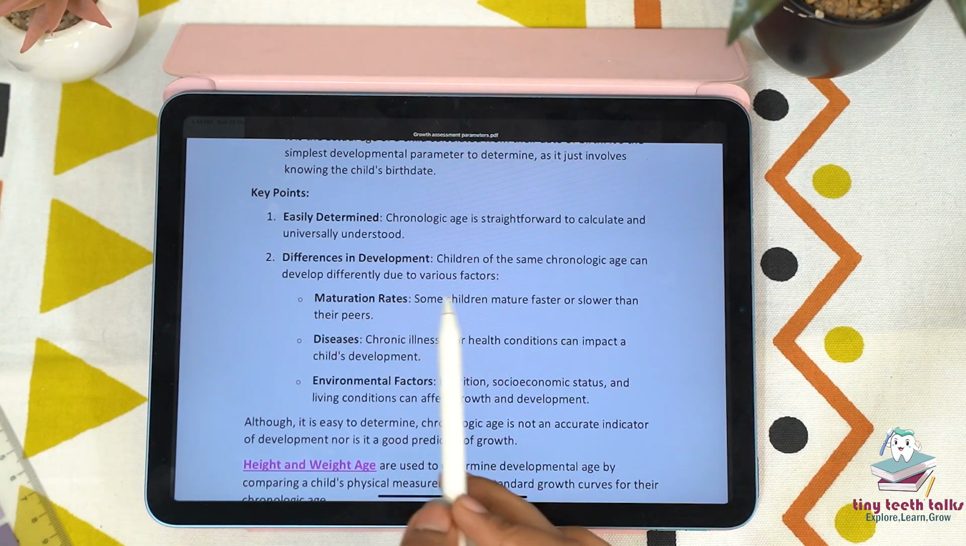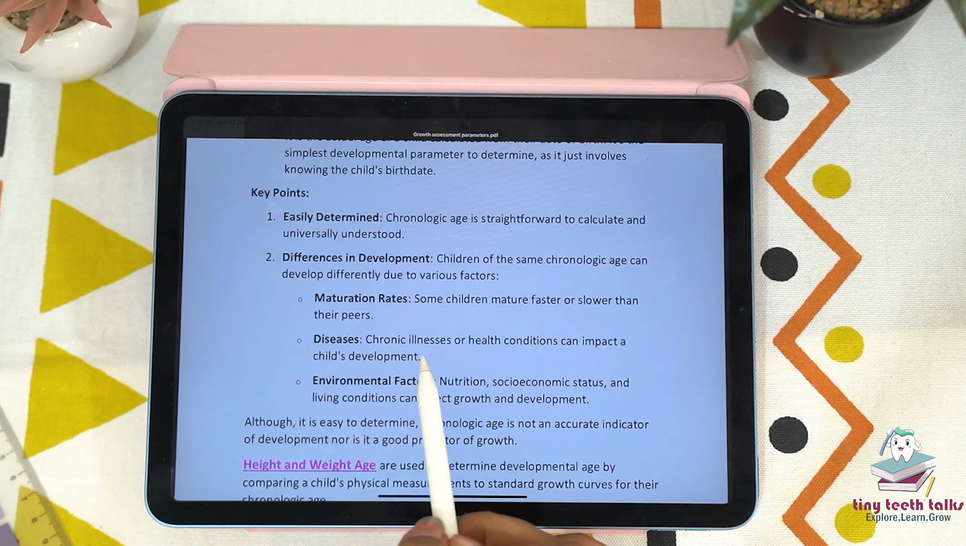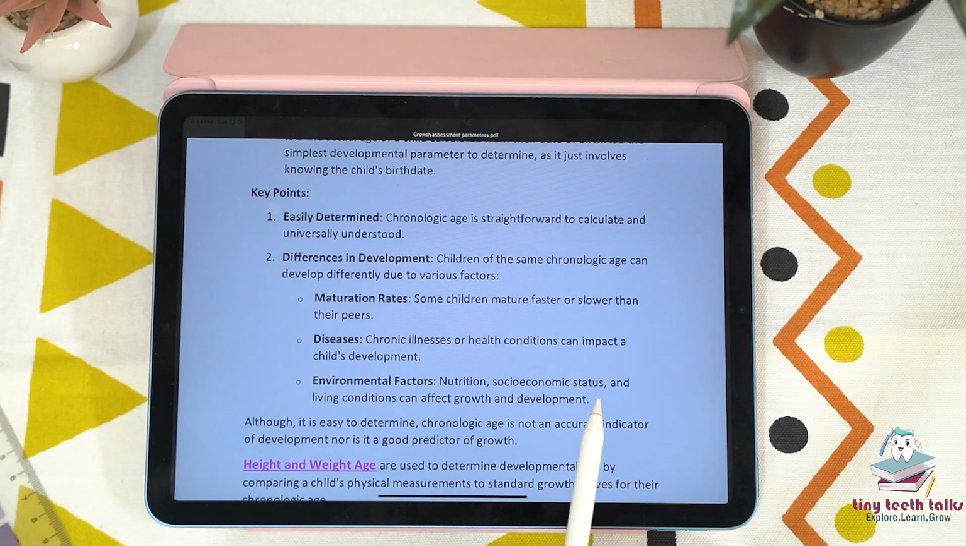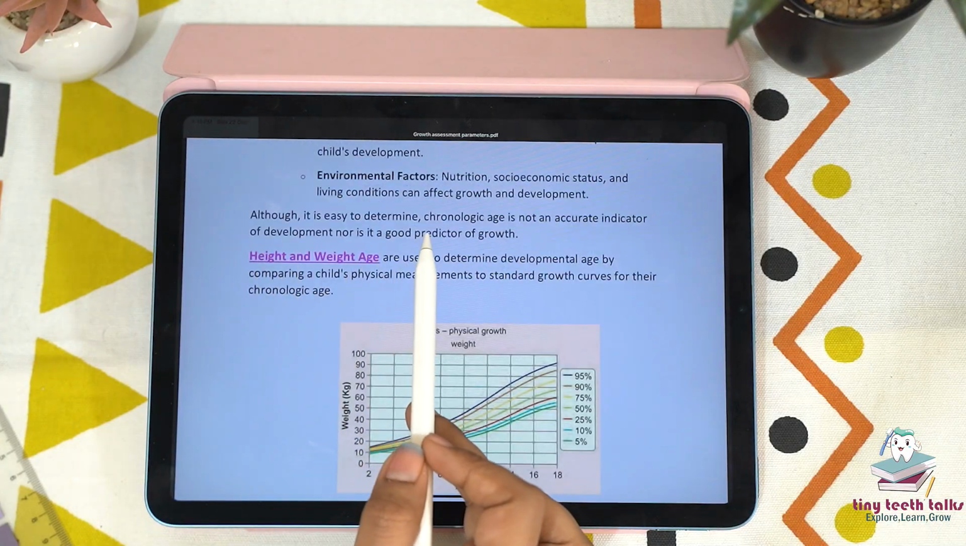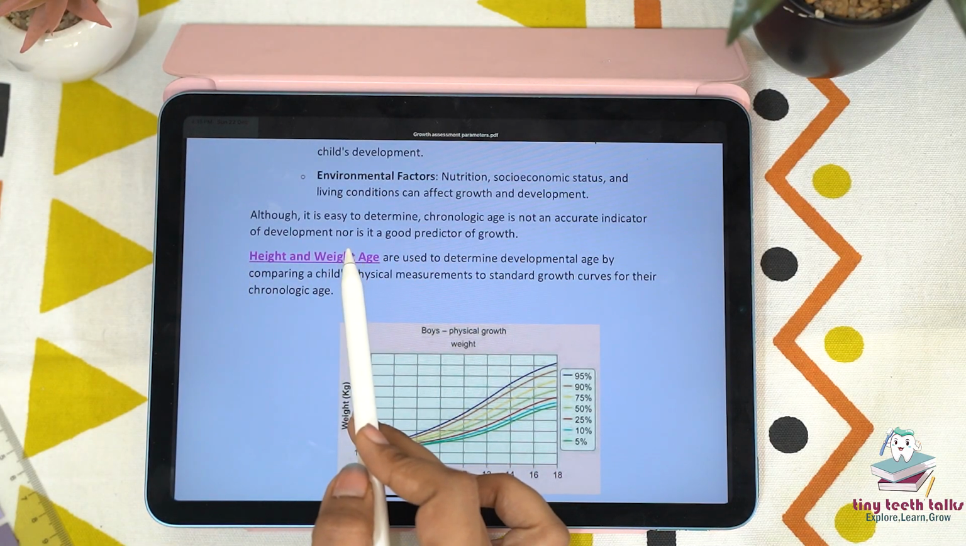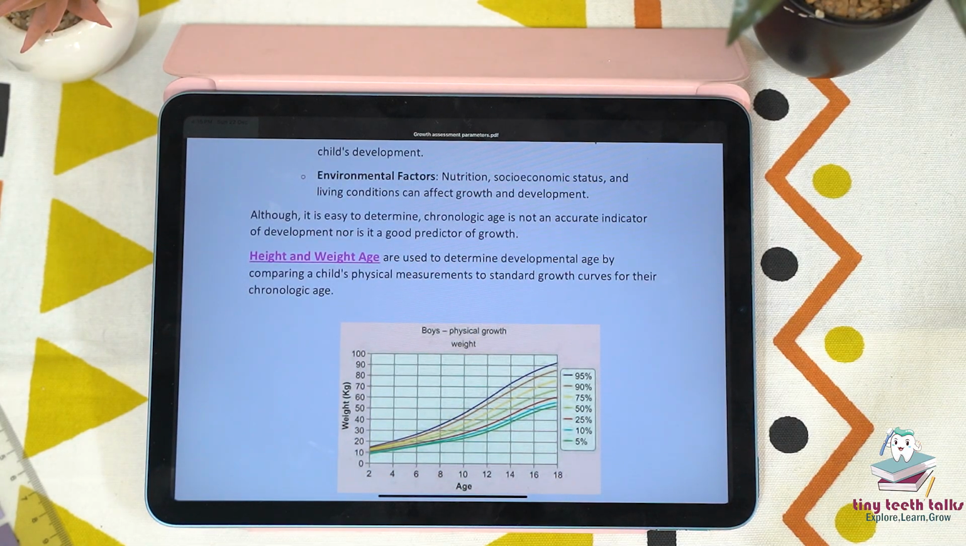First is maturation rates. Some children mature faster or slower than their peers. Diseases, chronic illness, or health conditions can impact a child's development. Environmental factors: nutrition, socio-economic status, and living conditions can affect growth and development. Although it is easy to determine, chronologic age is not an accurate indicator of development, nor is it a good predictor of growth. Not an accurate indicator because chronologic age doesn't reflect individual growth variations or developmental progress.